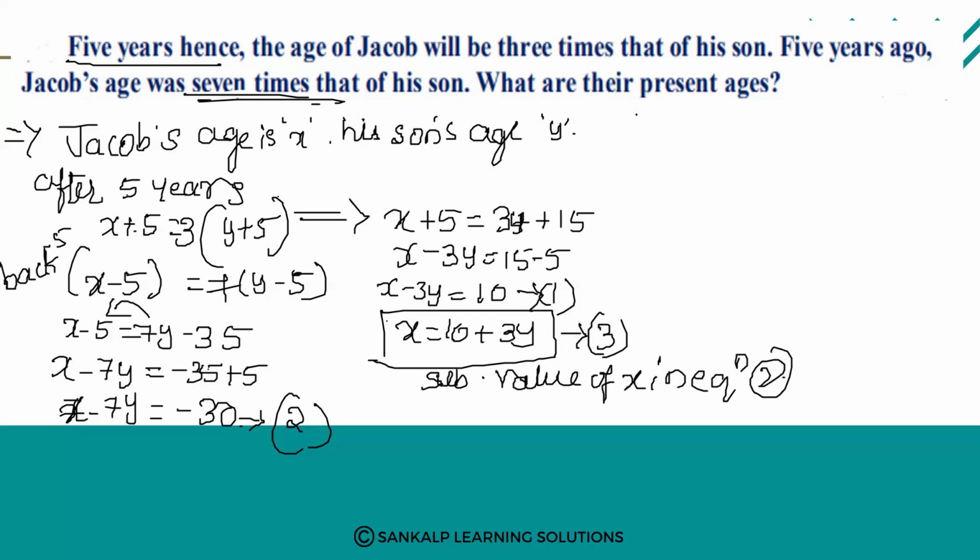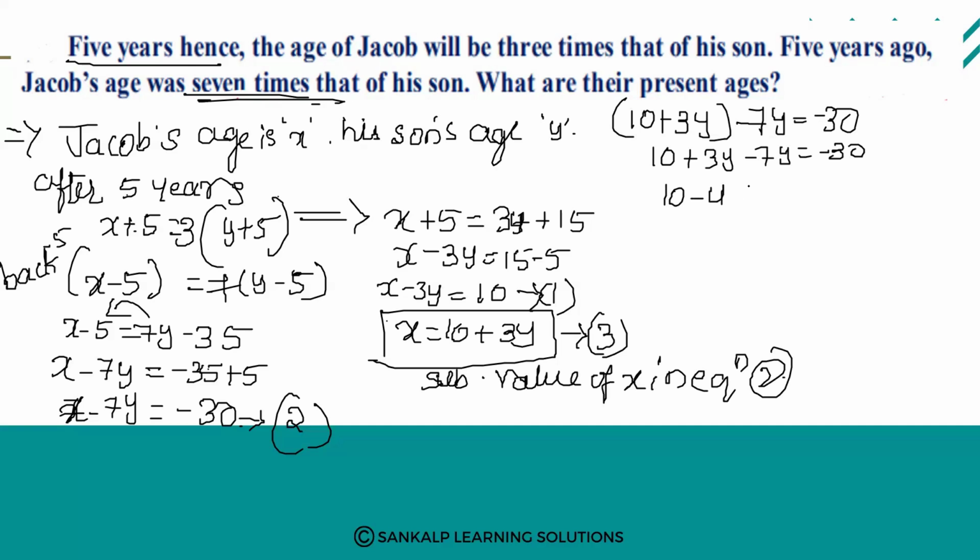x minus 7y is equal to minus 30. x value is 10 plus 3y minus 7y is equal to minus 30, right? 10 plus 3y minus 7y is equal to minus 30. 3y here, 7y is there. Therefore, it is 10 minus 4y is equal to minus 30.